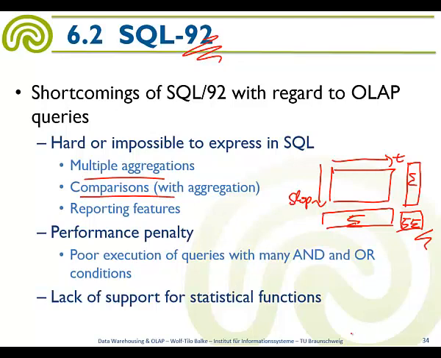Also difficult, comparisons between things. So how many units of a certain product did we sell this year and last year, right? You have to build two views and compare between them, right? Or you have to make a self-join to find out what the respective value was last year, right? And then the reporting features. SQL hardly has any reporting features, right? You can structure the output, right, and hand it on to an application, but that is that. It does not do anything automatically.